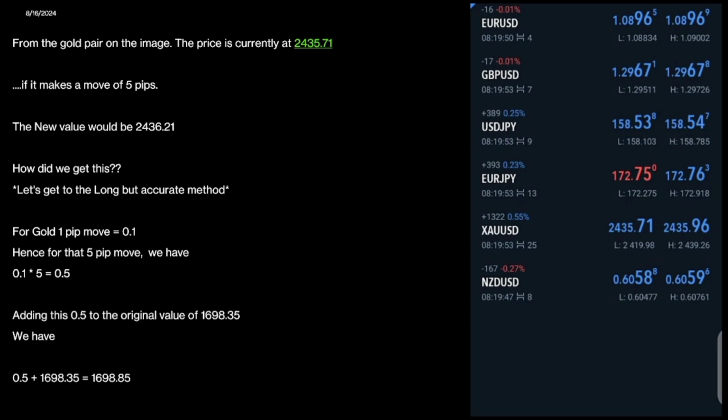How did we get this? Let's go to the long method. For gold, 1 pip movement equals 0.1. Hence, for that 5 pip movement, we have 0.1 times 5. That will give us 0.5. So adding 0.5 to the original value of 1698.35, we have 0.5 plus 1698.35 equals 1698.85.